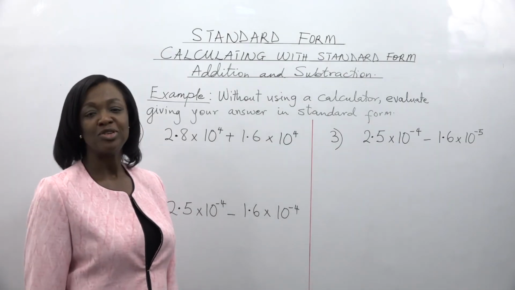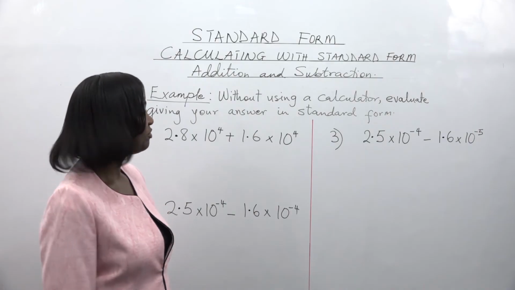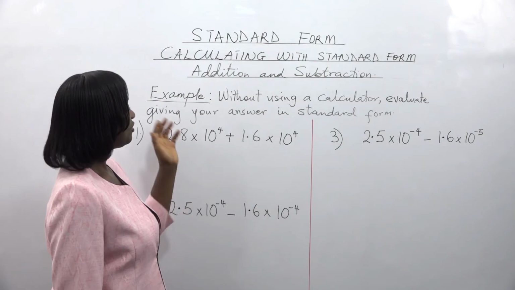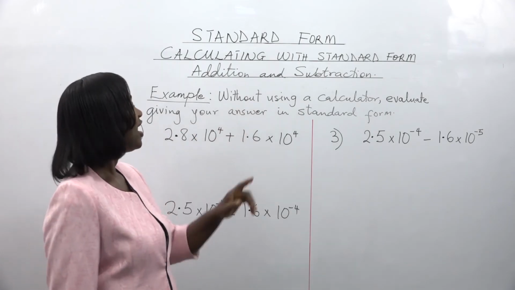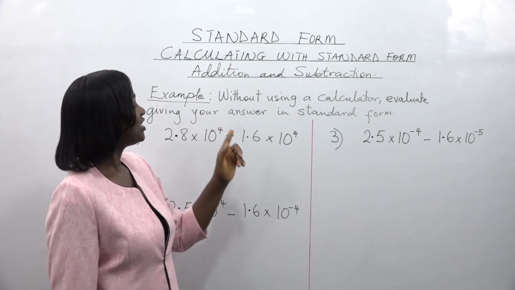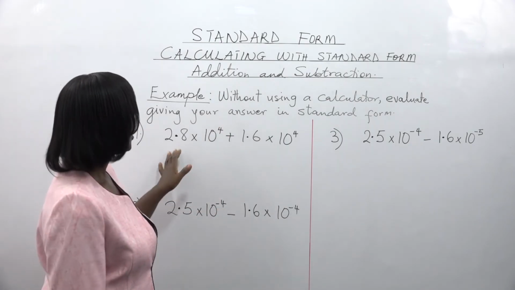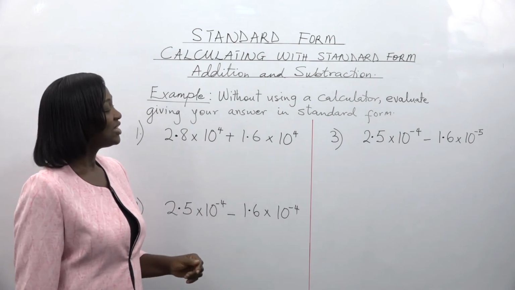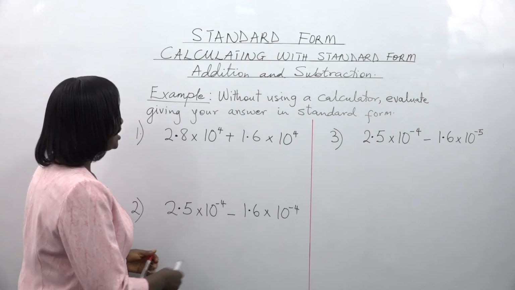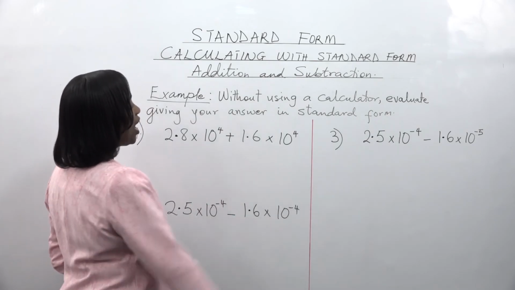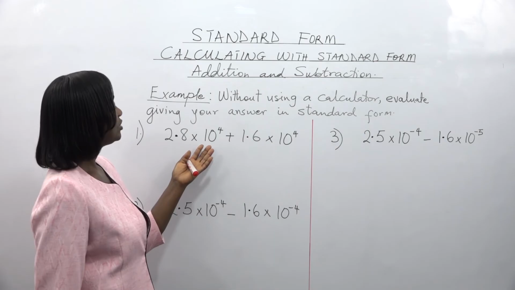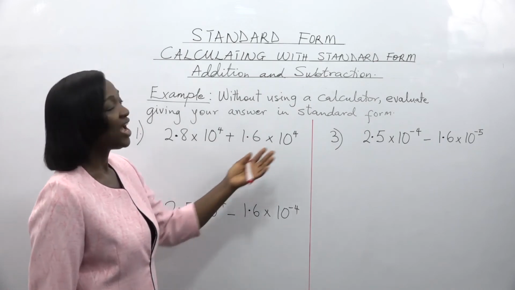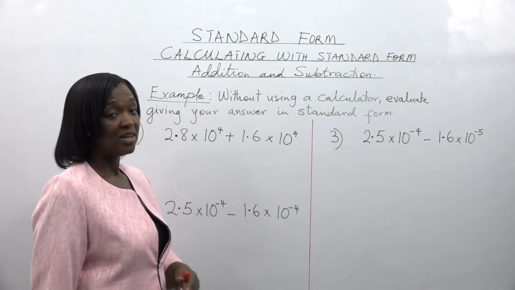Let's find out how we can do some calculations in standard form. Addition and subtraction. Example 1: without using a calculator, evaluate, giving your answer in standard form. 2.8 times 10 to the power 4 plus 1.6 times 10 to the power 4. Notice that both of them are in standard form, and they are being multiplied by 10 to the power 4. Both powers of 10 are the same. So you can simply add the numbers.